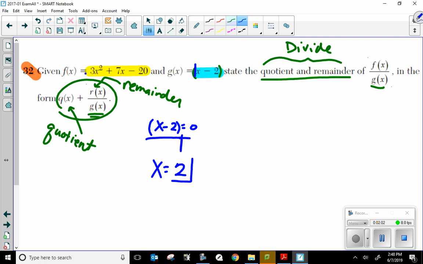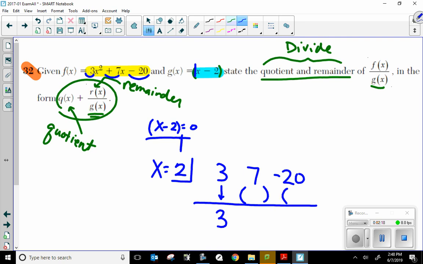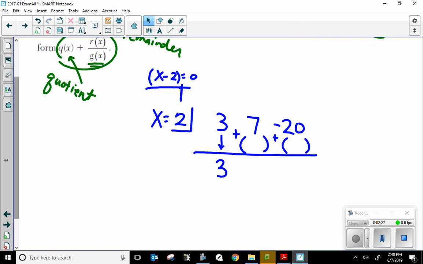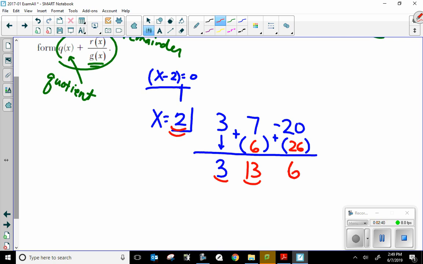Synthetic division tells me I just take the numbers 3, positive 7, and negative 20. What I do for synthetic is I drop the first number, and I always multiply and get a product. That product always gets added to the next number. Meaning, I take my 2 and multiply it times 3. That gives me 6. 7 plus 6 is 13. I take my 2 and multiply it times 13 and get 26. And when I take negative 20 and add 26, I get positive 6.